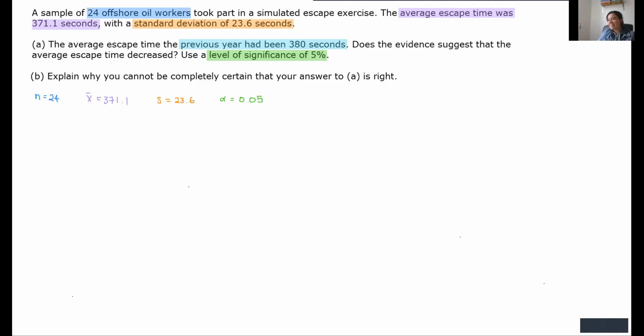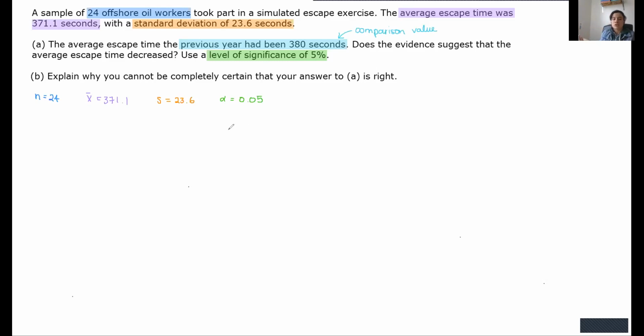All right, so the next thing is the previous year there had been 380 seconds. That's going to be some value, but I don't know exactly what value this is referring to. Most likely this is going to be a comparison value, right? So this comparison value over here, I'm going to have to think about afterward. All right. Okay, so this is all the information that I have.